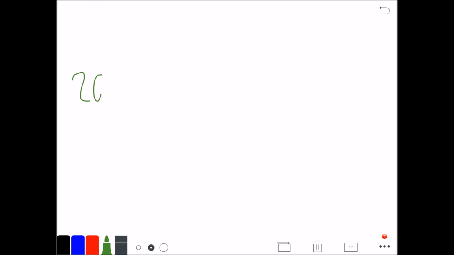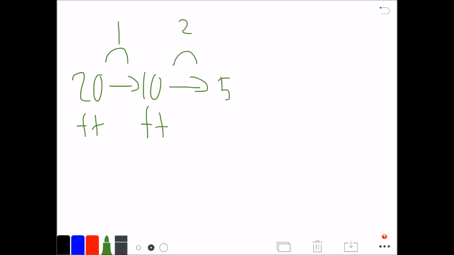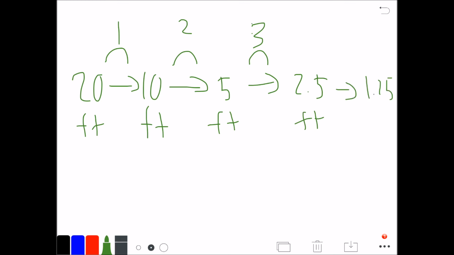So just imagine that you start here at 20 feet, right? And before the first bounce. So let's say you had your bounce 1, but the ball halves in height every time. So now you have 10 feet. And you do it again. Bounce 2. You get 5 feet. Then you do it again. Bounce 3, 2.5 feet. You do it again. 1.25 feet. The fourth time.